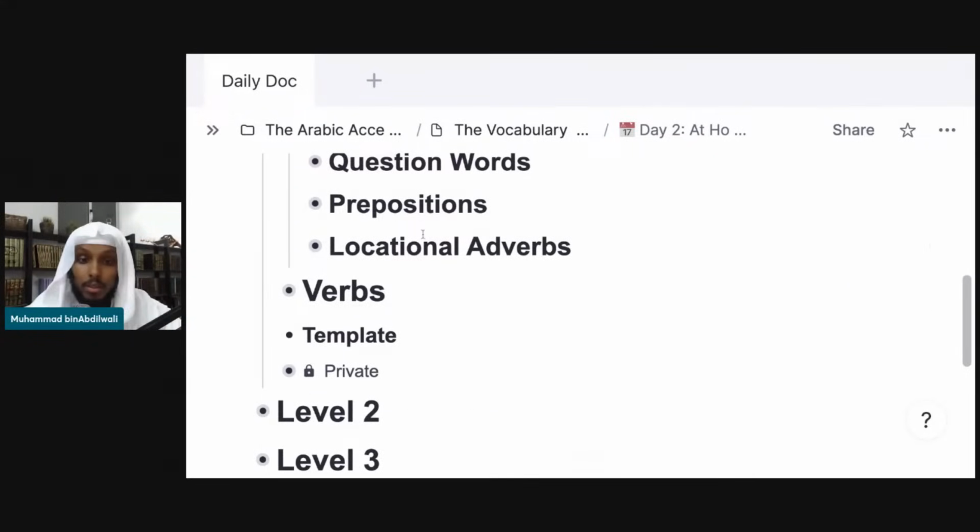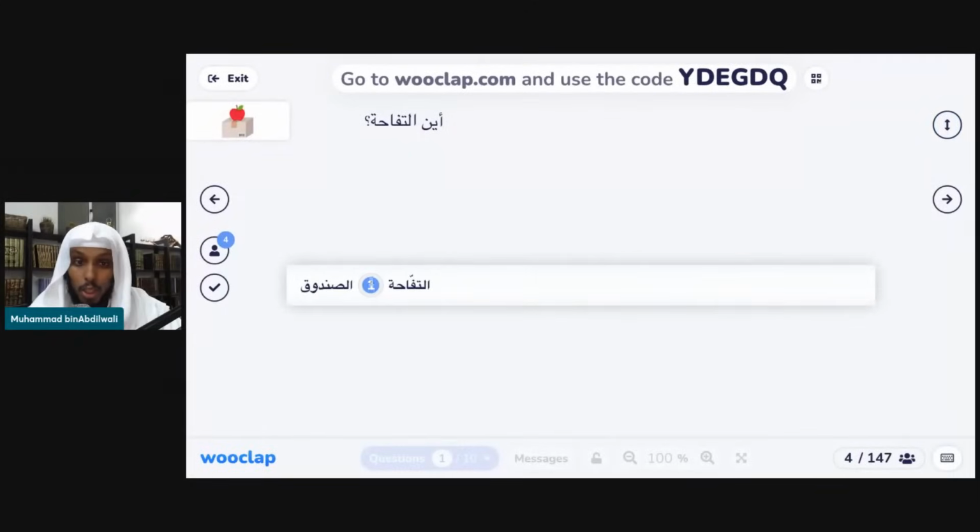All right, now let's do some practice on that. Bismillah. Back on WooClap again. So you're going to have this little apple, right? And I want you to write down, now you have to do some typing. Okay? Tell me, أين التفاحة? Where is the apple? I want you to write down where the apple is. You have to write in the blank. التفاحة, something, الصندوق. What goes here? So think of those prepositions that we talked about.